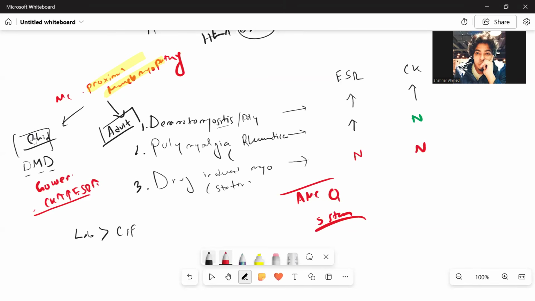But for confirmation, how do we confirm this condition? We confirm by muscle biopsy.